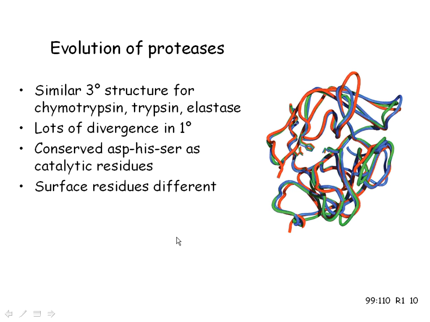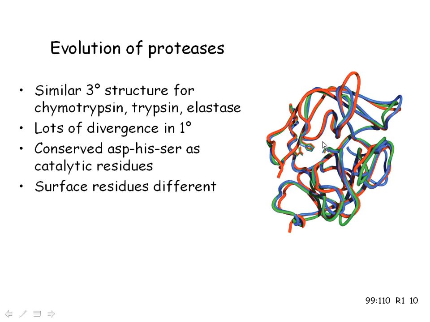Another nice thing about the proteases is they show us some things about protein structure and about enzyme evolution. These three enzymes, chymotrypsin, trypsin, elastase, all have very similar tertiary structures. You can see them overlying here, very similar, almost as similar to each other as myoglobin and hemoglobin. However, their primary sequences are quite different. Just as in the case of myoglobin and hemoglobin, primary sequences were quite different.